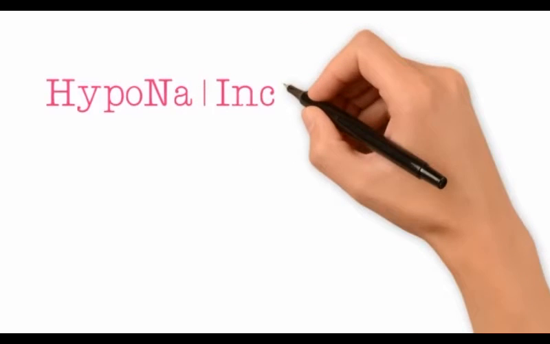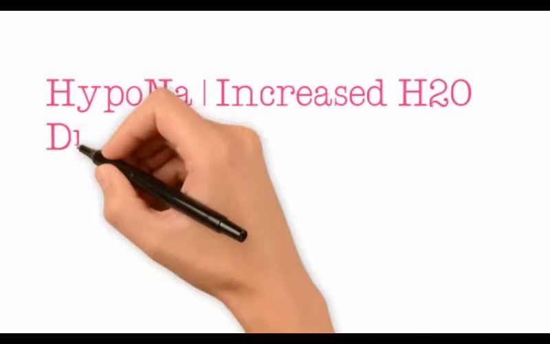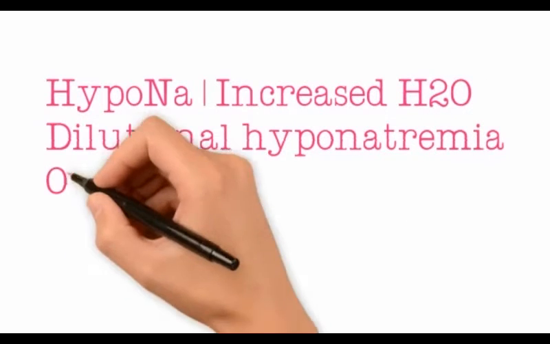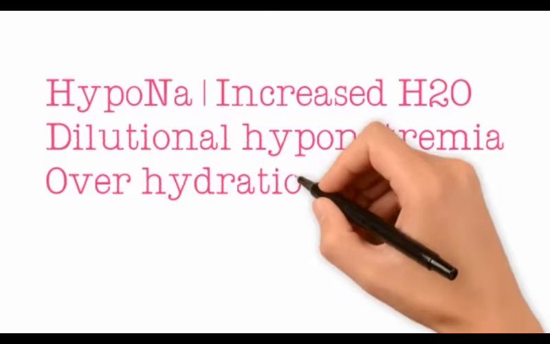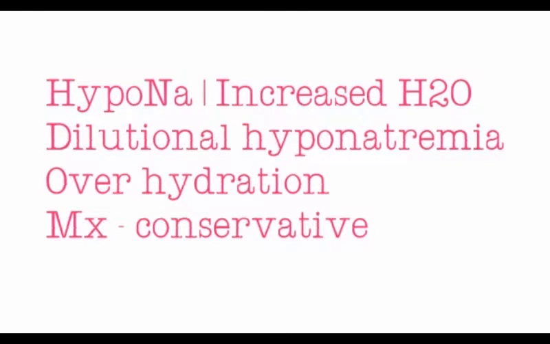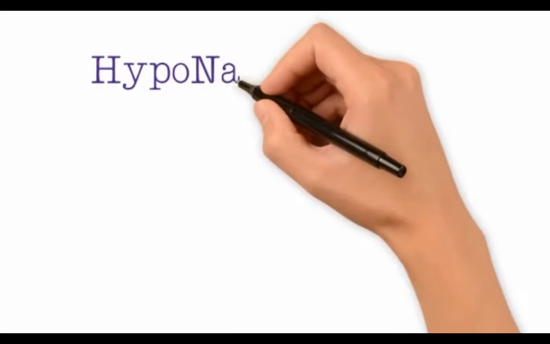Hyponatremia can occur when there is an increased amount of free water in the system, which occurs because of dilutional hyponatremia, where overzealous fluids have been supplemented, or overhydration by drinking more free water. The management is conservative because renal excretion of free water gets the sodium value back to normal.